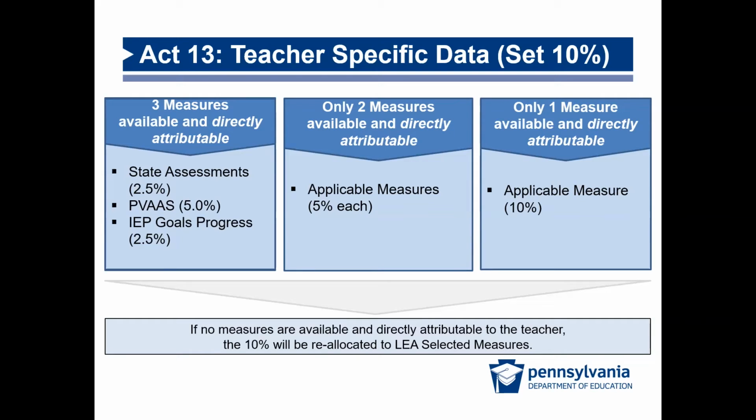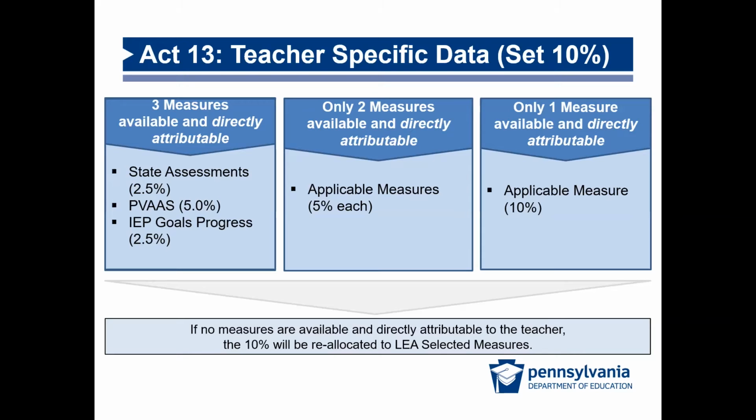Unlike Act 82, these percentages are not a sliding scale. They are set. So if we have three measures, this is the breakdown. If we have two measures, you can see that they're 5% each. And if you have one measure, it's 10%. So in the fall, this school year, 21-22, there will be building level data and teacher specific data. That is different than last year, 2020 to 2021. There is no data coming because that was waived. So therefore, teacher evals did not have that included.